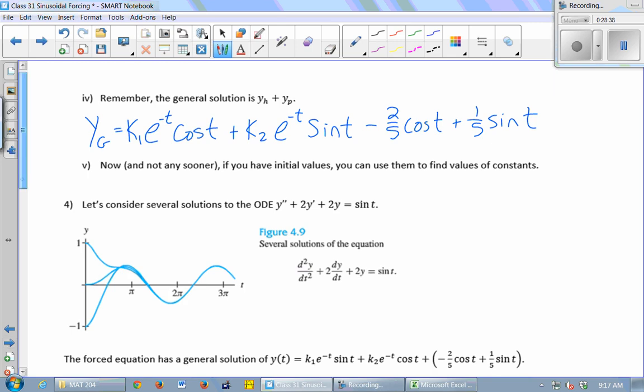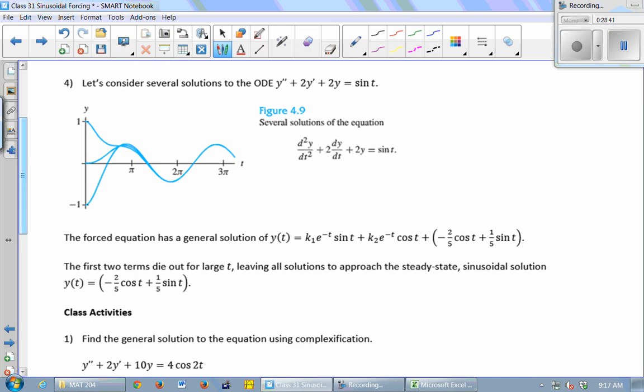All right, so here are several solutions to the ODE that we've just been solving today, solved two different ways. Graph several solutions of y versus time. And you can see that they all tend towards one solution, right? The homogeneous solution always dies out because they both have an e to the negative t term. So as t goes to infinity, those things are going to go to 0. So the only thing left is the particular solution. We call that particular solution the steady state solution, the steady state sinusoidal solution.